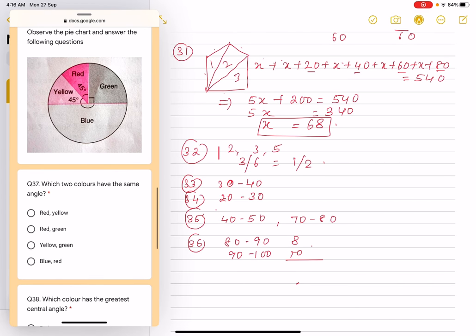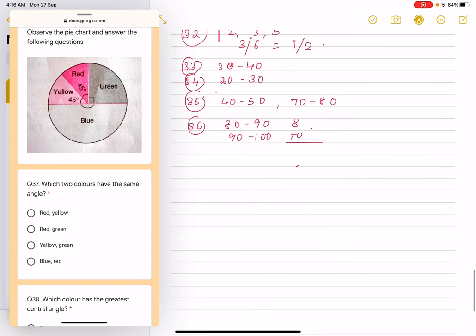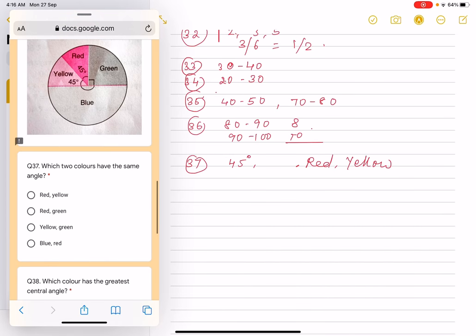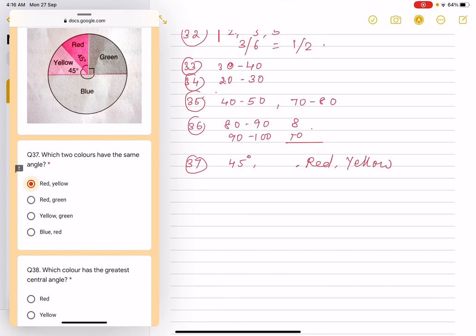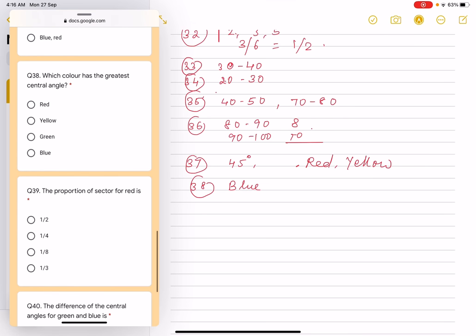Now again the pie chart we have to read, and we know how to calculate. Questions 37 to 40 are there. Which have the same color? We don't have to calculate, just check 45 degree or 2 are there. So we have red and yellow. First option is correct. Next is, which color has the greatest? So greatest is, you can see blue color has 180. So last option will be correct.